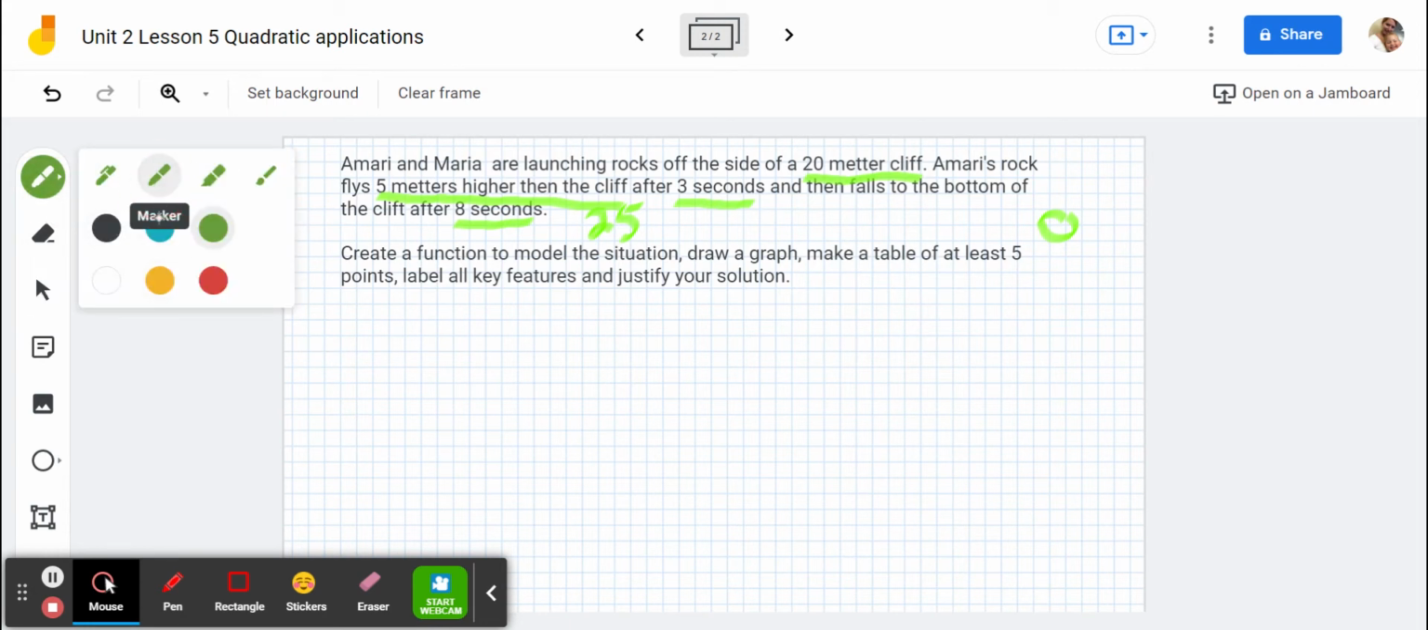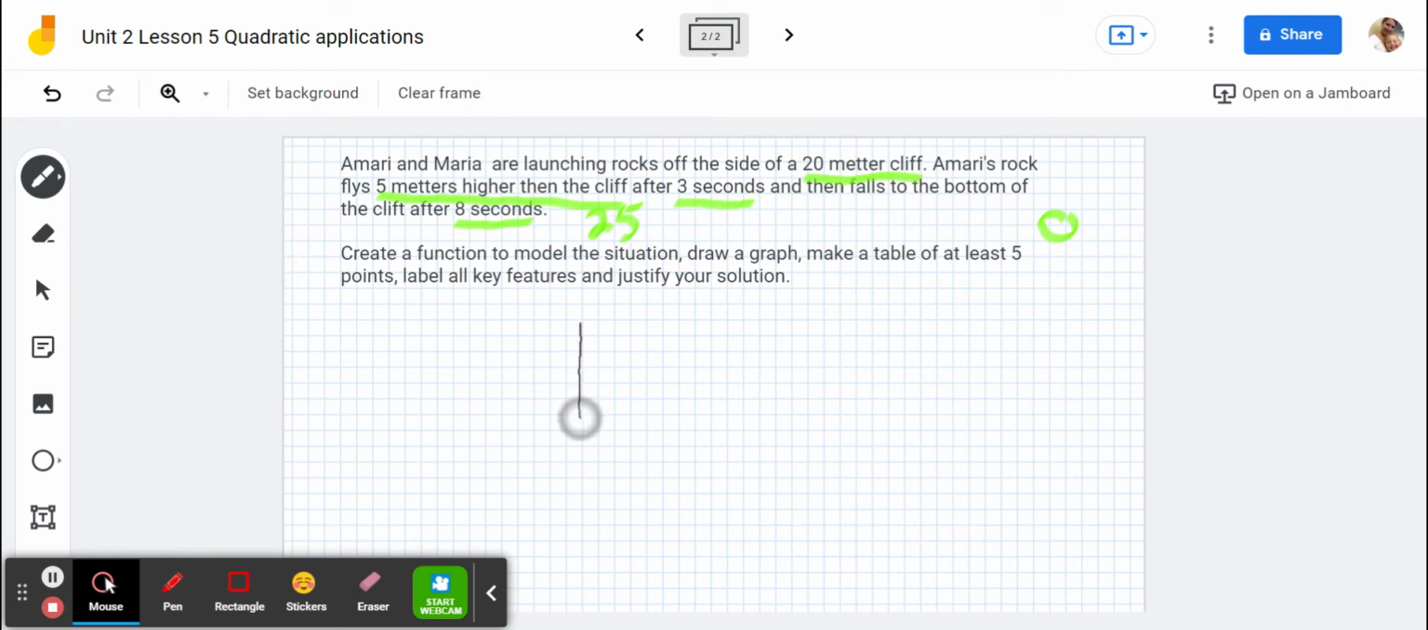All right, so I'm going to put some lines down here, hopefully as straight as possible. Call this our y-axis here. And then we have our x-axis here. The cliff is 20 meters high. Let's count by twos: 2, 4, 6, 8, 10, 12, 14, 16, 18, 20, but we're not going to stop at 20 because we're going to have to go all the way to 25. So 22, 24, and then we'll call this one 26.